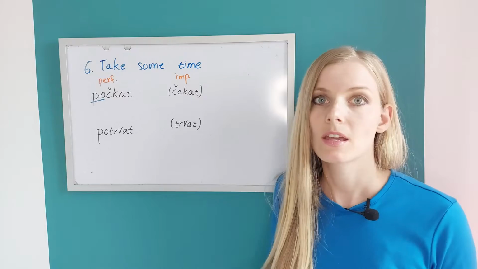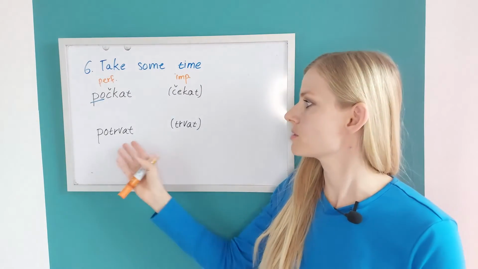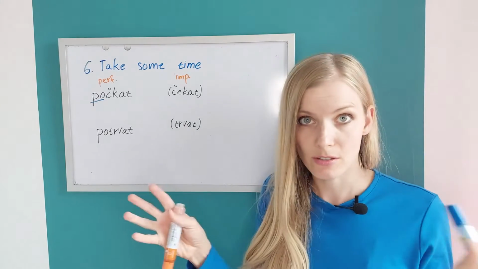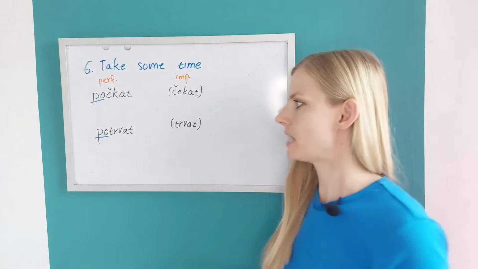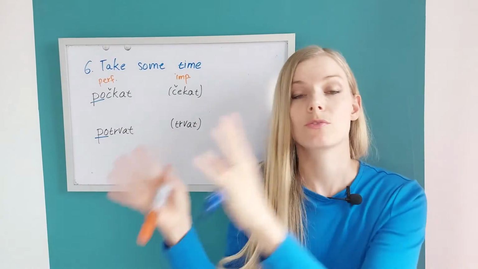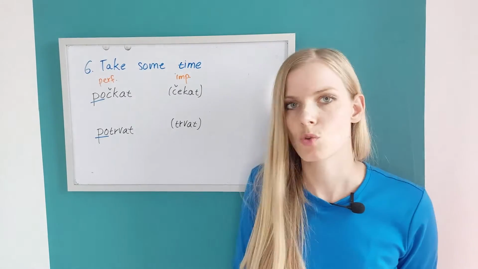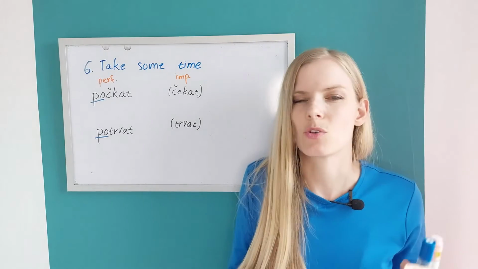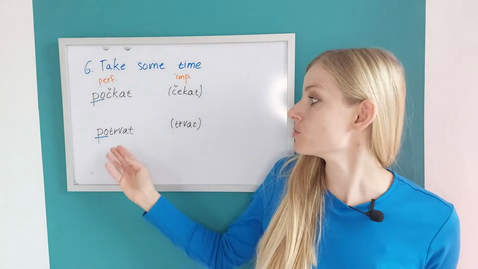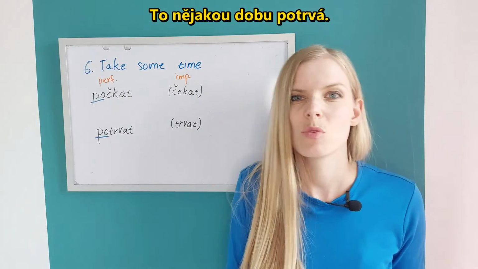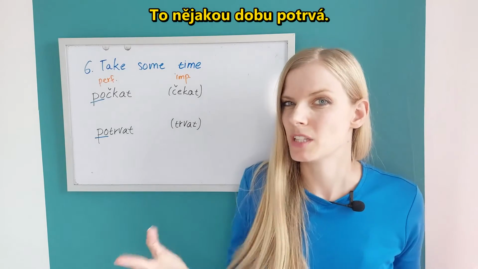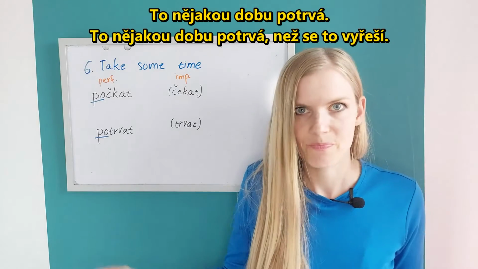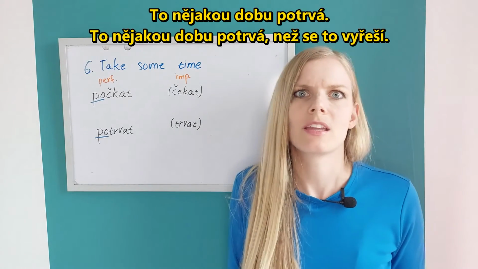It is similar with these two verbs as well. Trvat means to take, as in duration. Potrvat is to take some time in the future or in the past. So when you talk about some kind of a different situation, lasting or taking certain time, you can use this verb. To nějakou dobu potrvá. That will take some time. To nějakou dobu potrvá, než se to vyřeší. That will take some time before it gets solved.